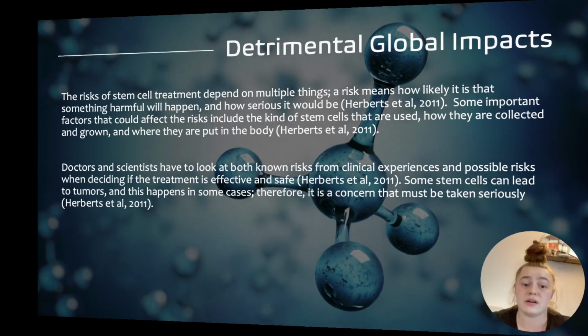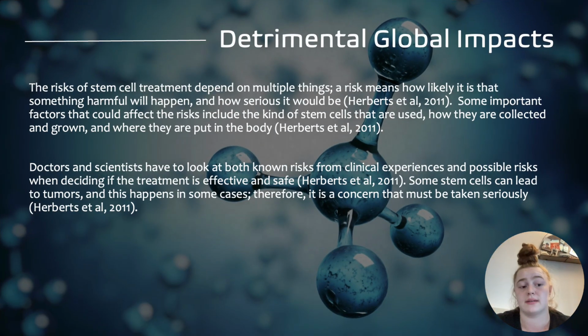Now, here are some detrimental global impacts. The risks of stem cell treatment depend on multiple things. A risk means how likely it is that something harmful will happen and how serious it would be. Some important factors that could affect the risks include the kind of stem cells that are used, how they are collected and grown, and where they are put in the body. Doctors and scientists have to look at both known risks from clinical experience and possible risks when deciding if the treatment is effective and safe.